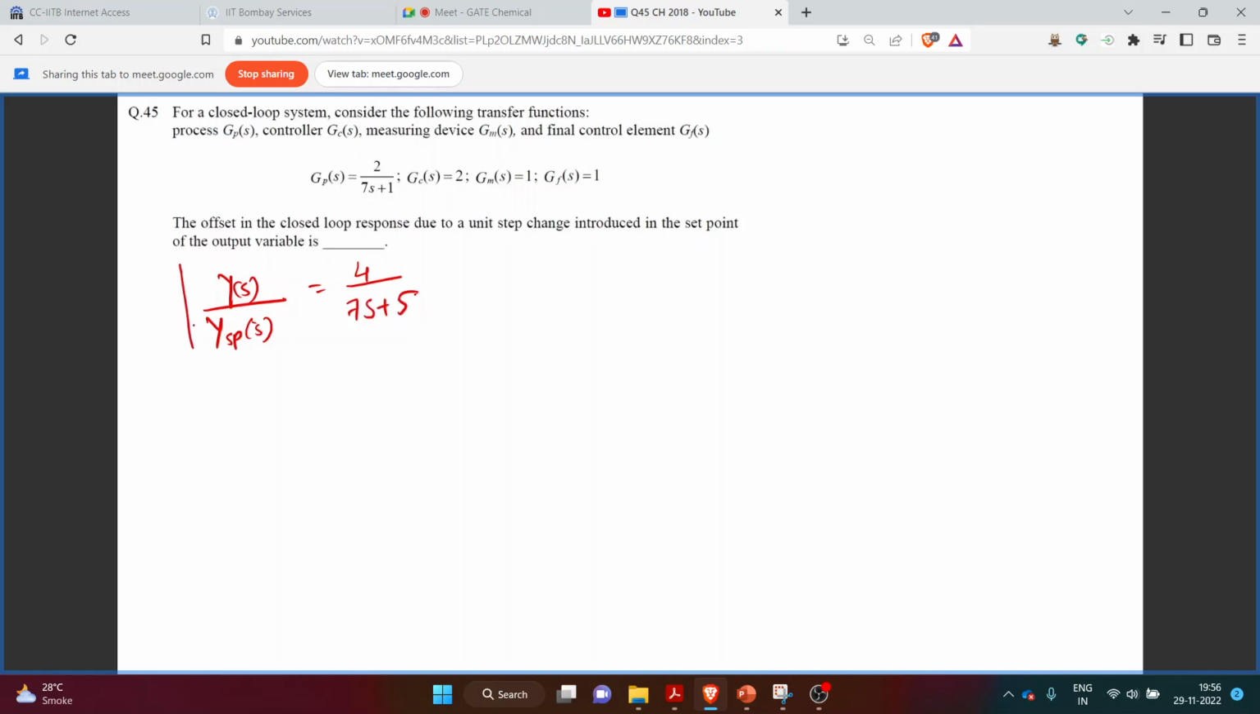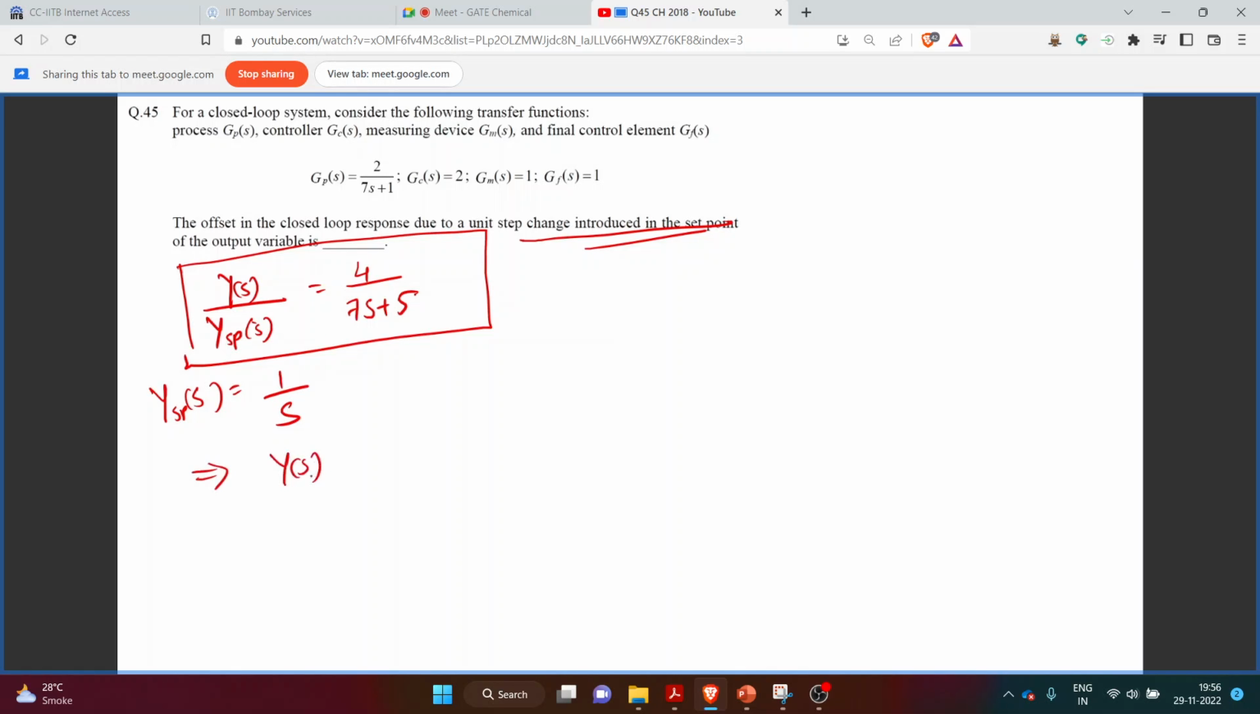So we have this transfer function of this closed loop, and now we have been given that a unit step change is introduced in the set point. That is, we have YSP(s) as 1 upon s, and corresponding to that we will have Y(s) as 4 upon 7s plus 5 into this YSP, that is 1 upon s.